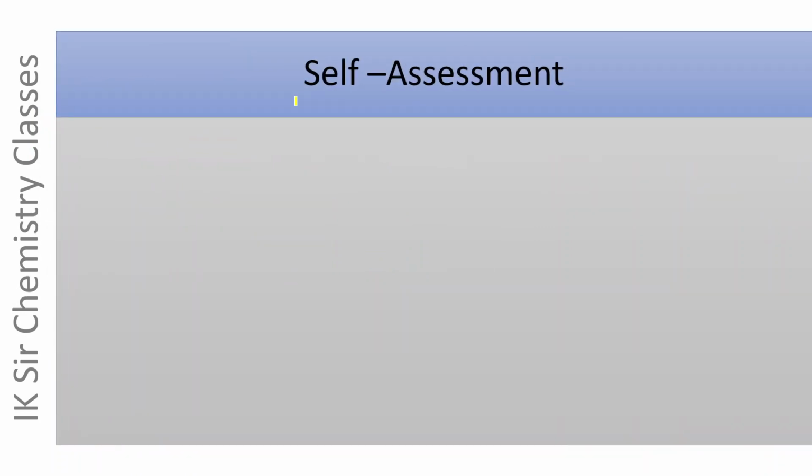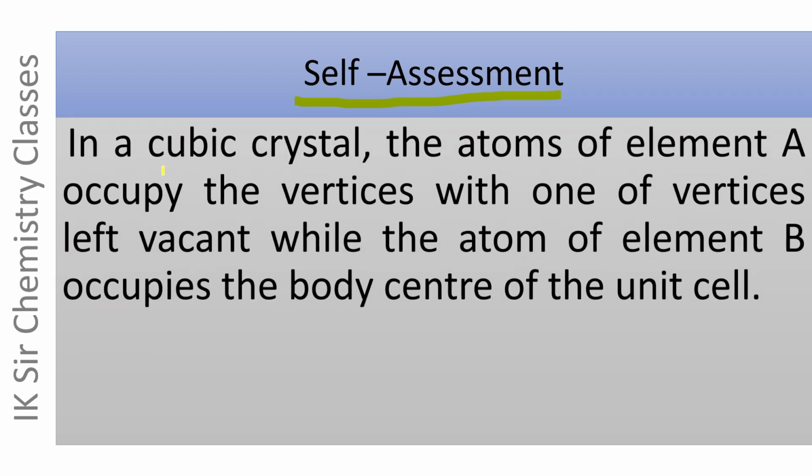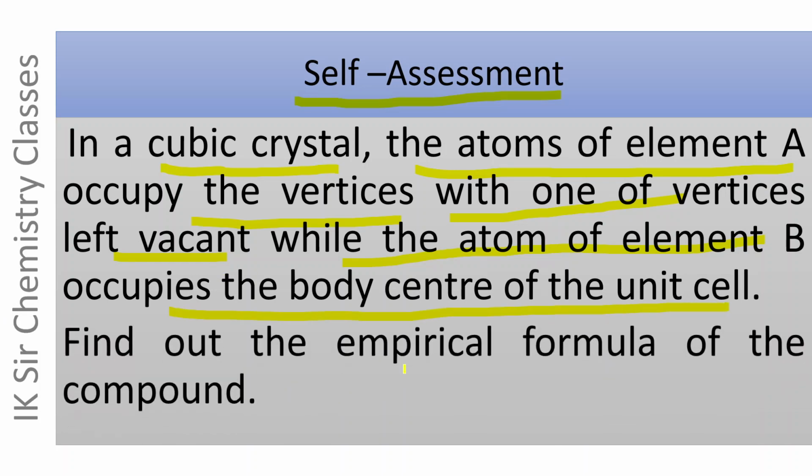There is another question for the self-assessment. In a cubic crystal, the atoms of element A occupy the vertices, with one of the vertices left vacant, while the atom of element B occupies the body center of the unit cell. Find out the empirical formula of the compound. The atoms of element A occupy the vertices of the cubic unit cell, with one of the vertices left vacant, while the atom of element B occupies the body center of the cubic unit cell, and we have to find out the empirical formula of the compound.